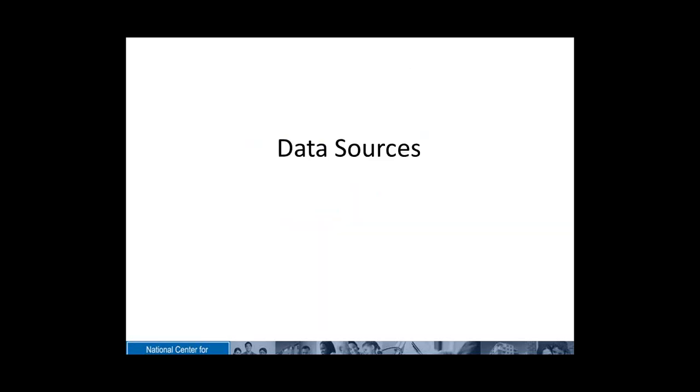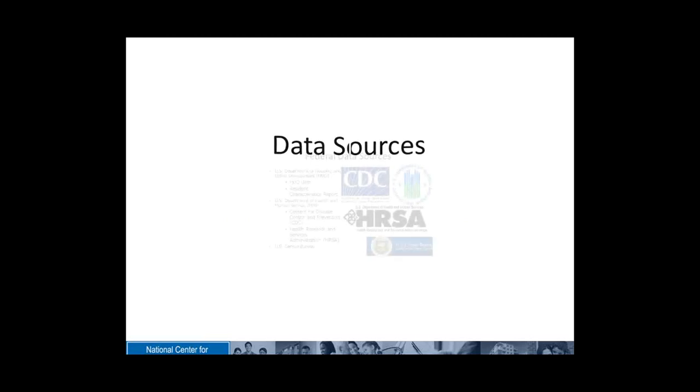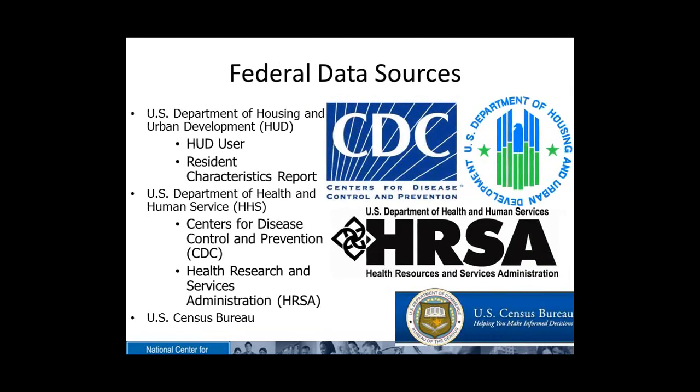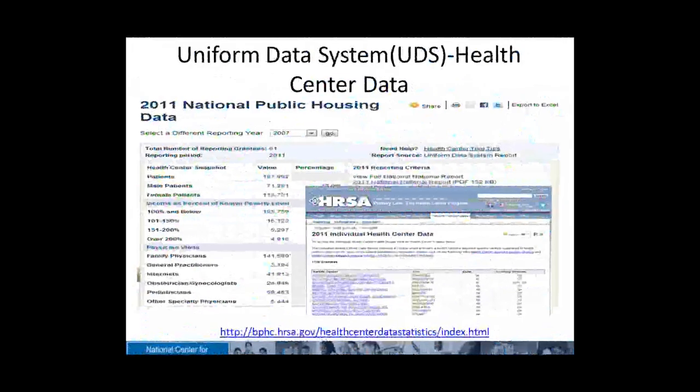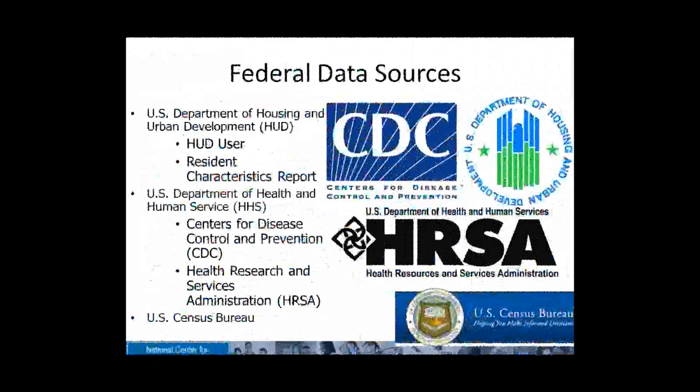So we're going now to talk about data sources, and we'll talk about federal data sources, online data sources, and local data sources. In terms of federal data sources, we're mainly talking about data sources that are run and managed by government organizations such as the Housing and Urban Development, HUD, or by the CDC, Centers for Disease Control and Prevention, or by HRSA, Health Resources and Services Administration.